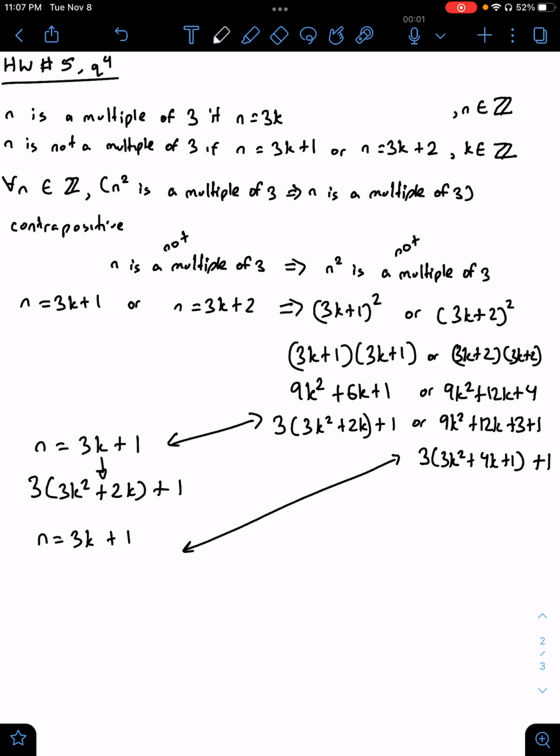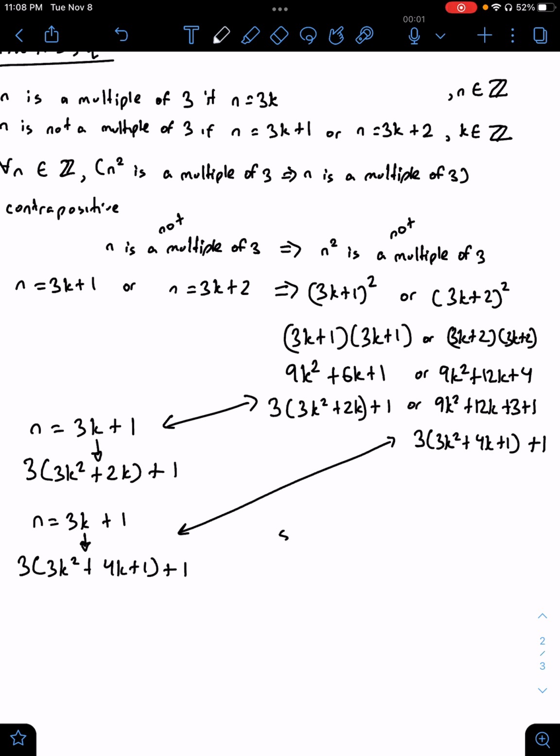This thing is equivalent to that, because 3k squared plus 4k plus 1, plus 1. This plus 1 is there. This k is this k in the parentheses. The 3 is the 3. Now the k just represents that, right?